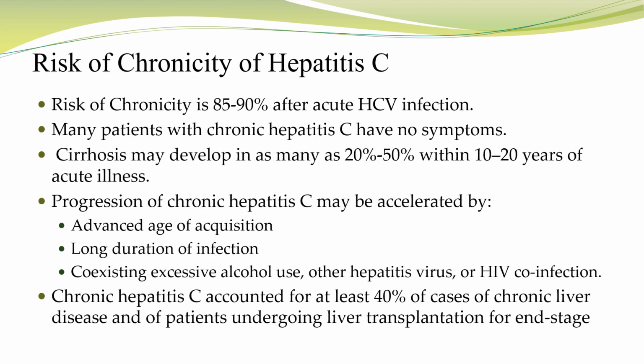Here is the risk of chronicity of hepatitis C that is much higher than hepatitis B. And 85 to 90% after acute HCV, we have chronic hepatitis C. And also the risk of cirrhosis sometimes is between 20% to 50% within 10, 20 years. It all depends on the duration. After a long time, like 20, 30, 40 years, the risk of cirrhosis is going to be higher.